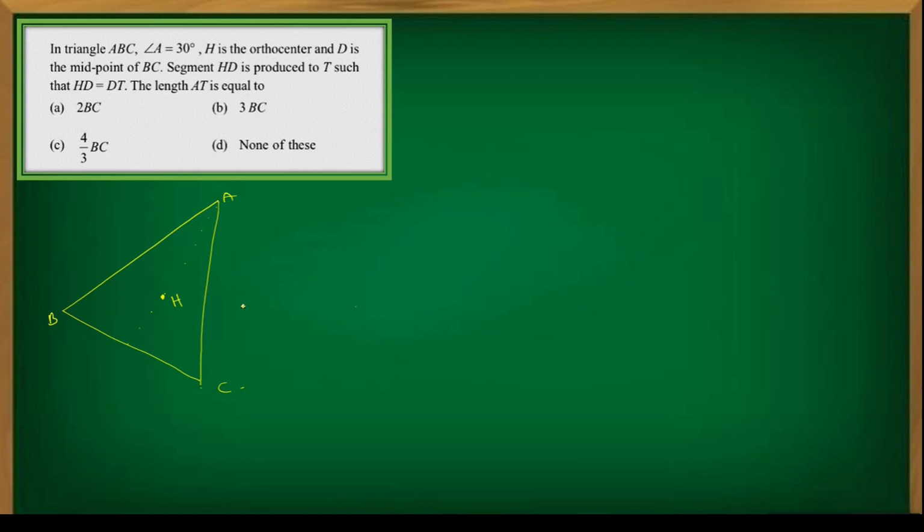And the midpoint of BC is D. Let us suppose here we have D. It's not looking like a midpoint. Suppose that D, because it should not coincide now. HD is produced to T such that HD is equal to DT. Now what we want to find out here, what is the AT value? AT, the distance between A and T, should be equal to double of BC, triple of BC, 4/3 of BC, or none of this.